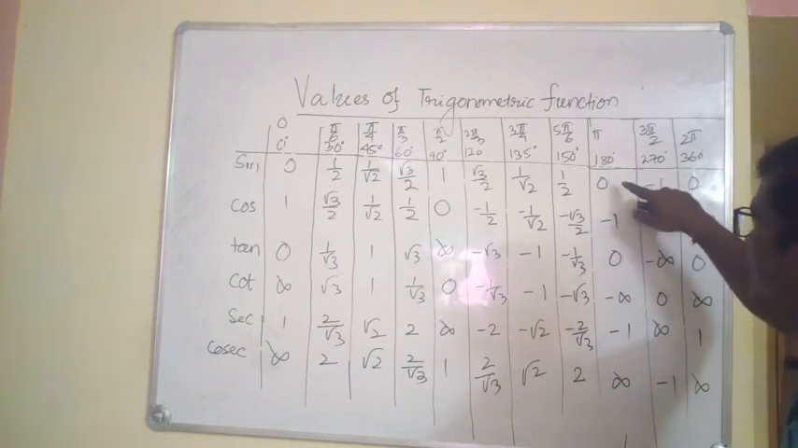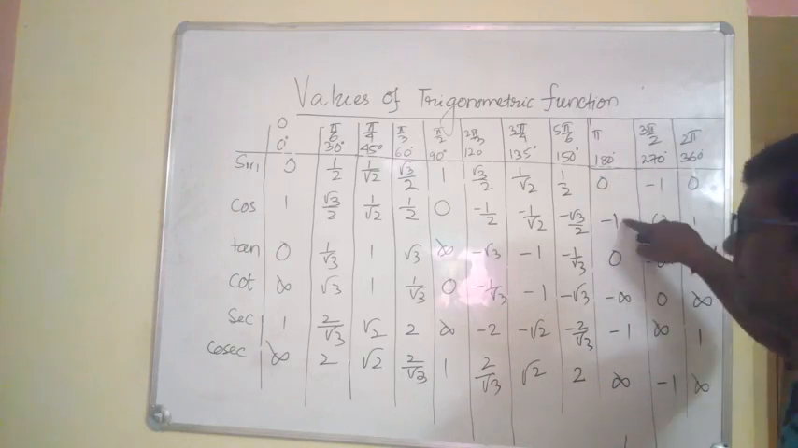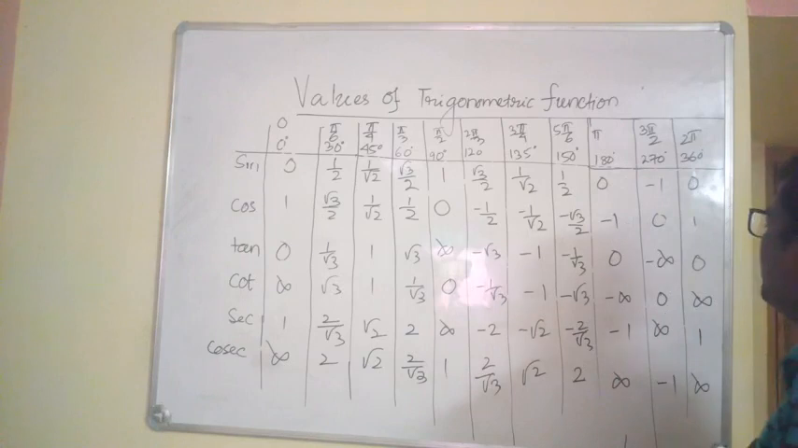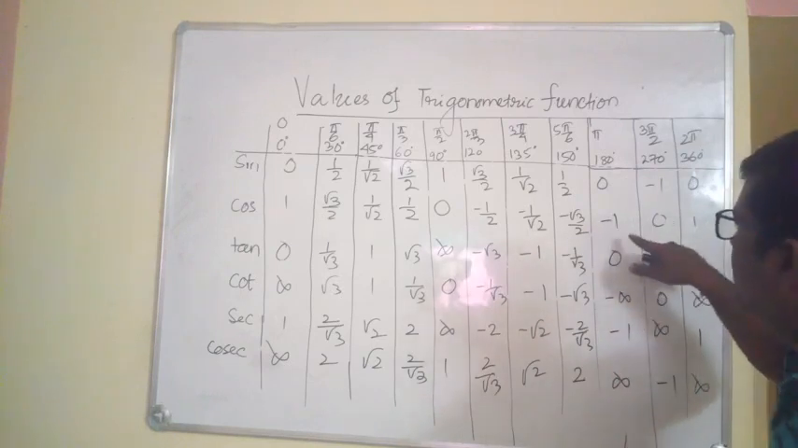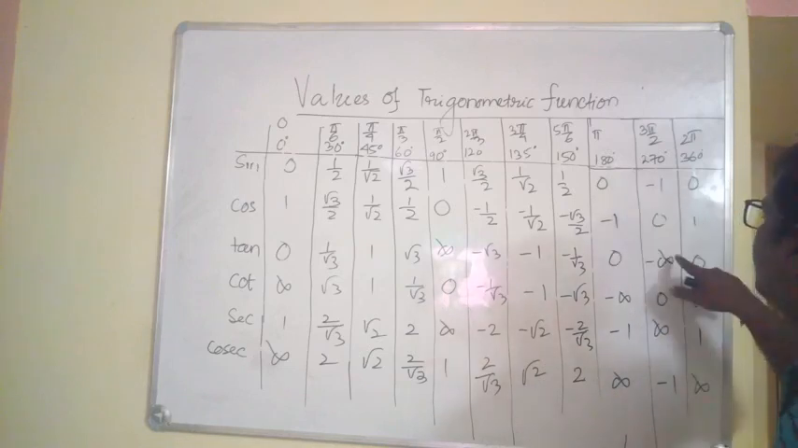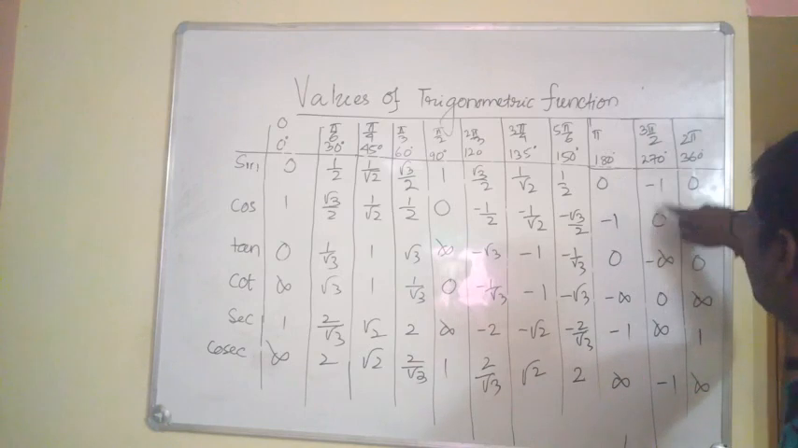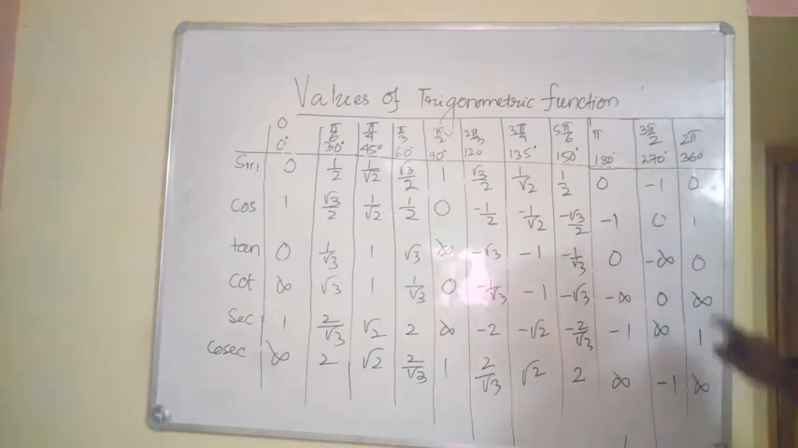Tan 180 is 0 by minus 1, which is 0, and cot 180 is minus 1 by 0, which is minus infinity. Then 0 by minus 1 is 0 and 1 by 0 is infinity.